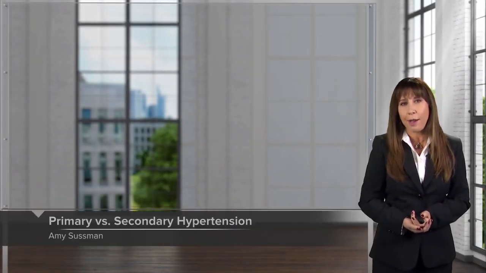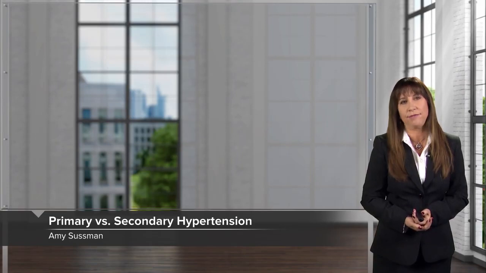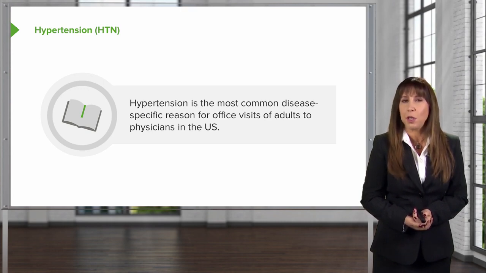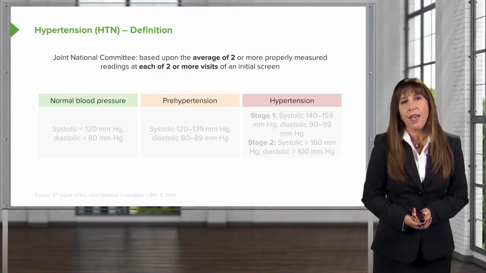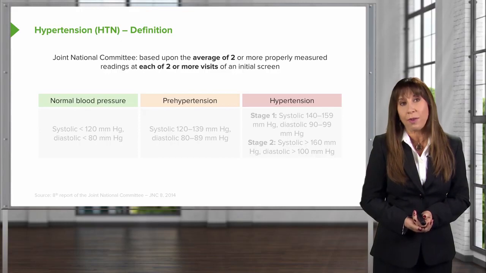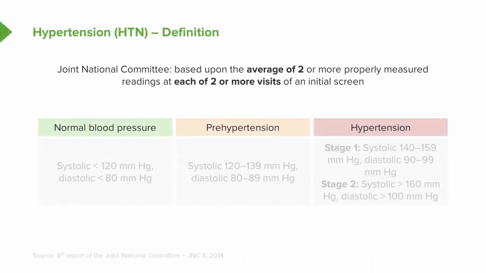Today, we're going to be talking about secondary hypertension. Interestingly, hypertension is actually the most common disease-specific reason for office visits of adults to physicians in the U.S. Now, when we think about the definition of hypertension, it really depends on who's defining it. By the Joint National Committee, whose guidelines were produced in 2014, it's based upon the average of 2 or more properly measured readings of each of 2 or more visits of an initial screen.